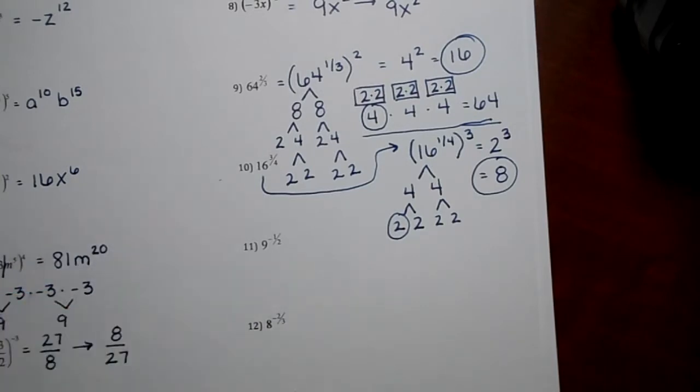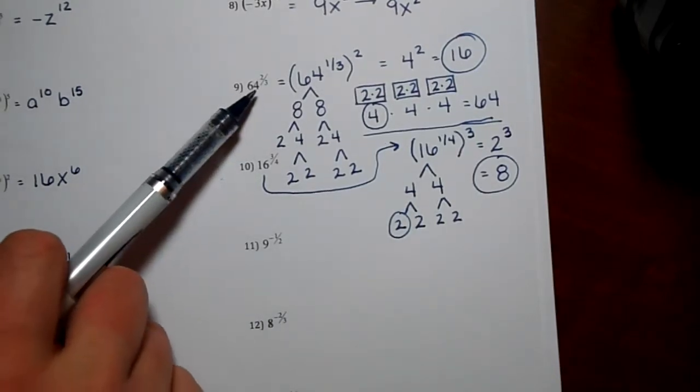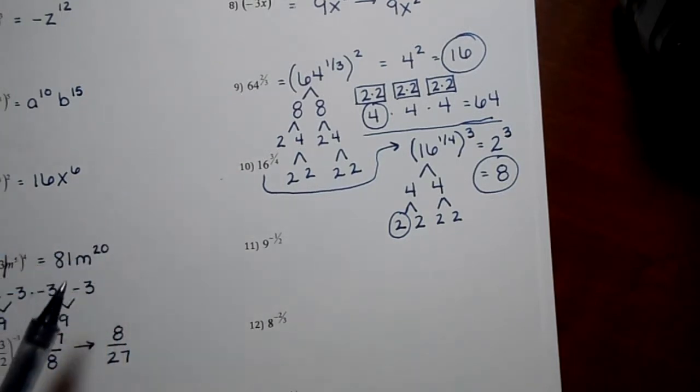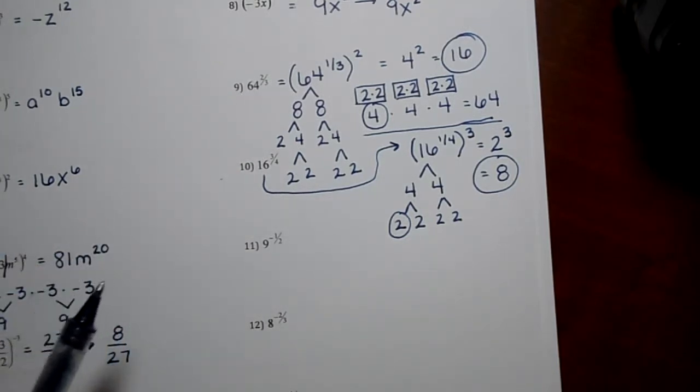So remember that the bottom of the fraction and the top of the fraction are telling you two different things. The bottom of the fraction tells you how many pieces you need to break it into, and then the top number tells you what power you need to raise that piece to.